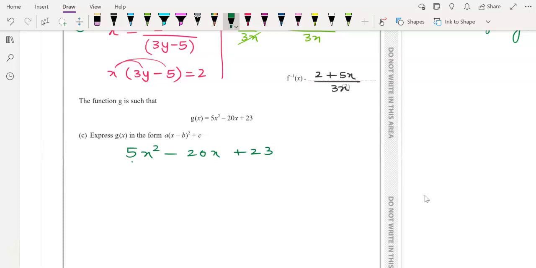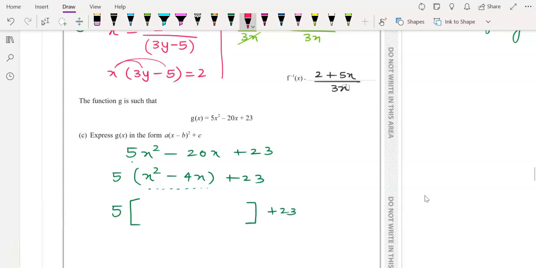First thing, I need only 1, the coefficient of x square. So from the first two terms, I'll factor out 5. Once I factor out 5, I'm left with x square minus 4x and plus 23. Now this bracket x square minus 4x, we need to make a perfect square. We need to complete the square. So rest all, I'll keep it same. We will focus only on the bracket. So I'll write here 5 and plus 23 same.